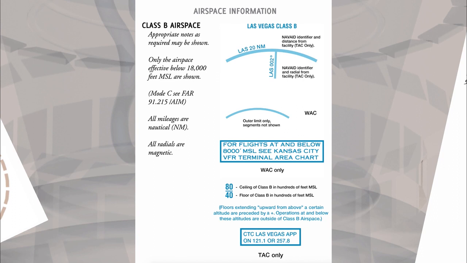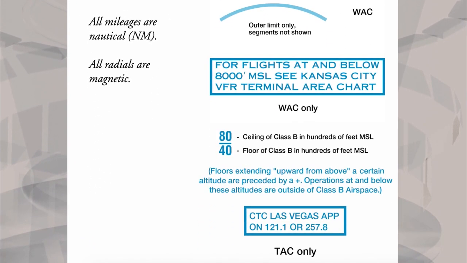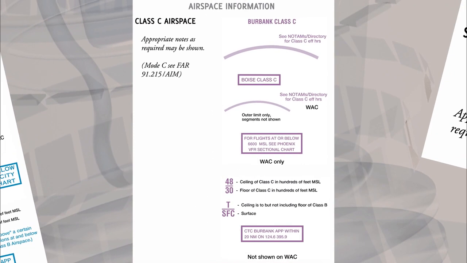control, you would contact the approach or departure station at 121.1 or 257.8 in this area. So it kind of gives you the actual frequencies that you would need to be working on or listening to. Anytime you see boxes, check them out, read them, especially if they're close to an area you're going to be working in. Now, in this particular case, we're not going to focus in on this.